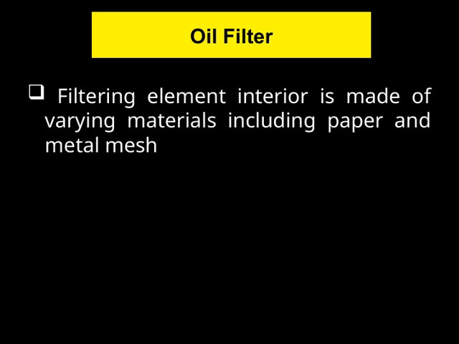Now, let's take a closer look at the filtering element interior. It's made of various materials, which is quite interesting. These materials include paper and metal mesh. The choice of materials is crucial because it affects how effectively the filter performs. For example, paper filters are great at trapping smaller particles, while metal mesh can provide durability and support.